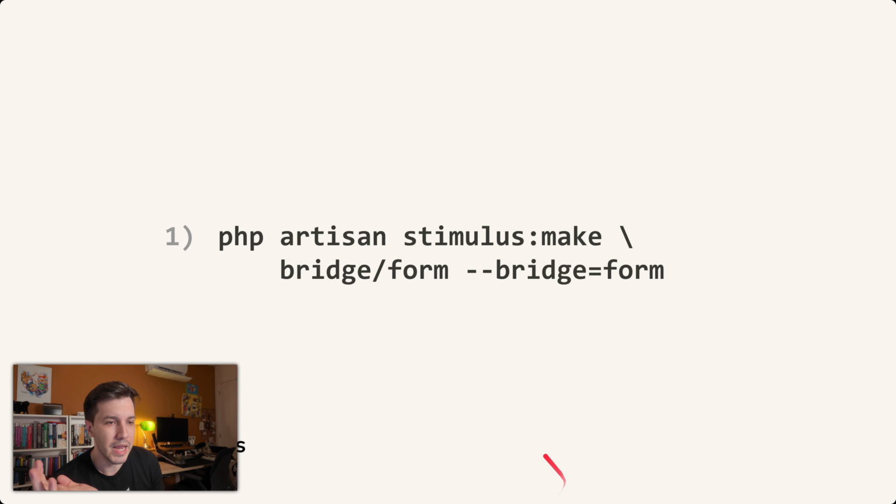So we give it a name. This is the file name, so it will be created in a bridge folder, and the controller will be called form. So it will get the form underscore controller suffix. And we also give it a name over here, which is the name of the native bridge component that we want to connect these web components to. So in this case, we are going to call it form. So that's what we are referencing here.